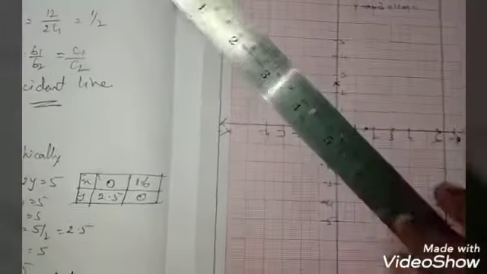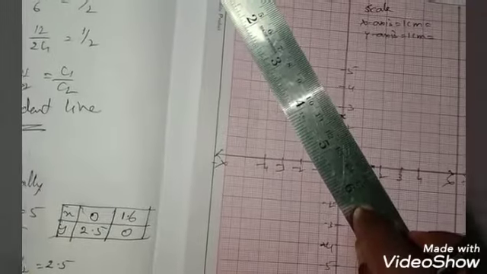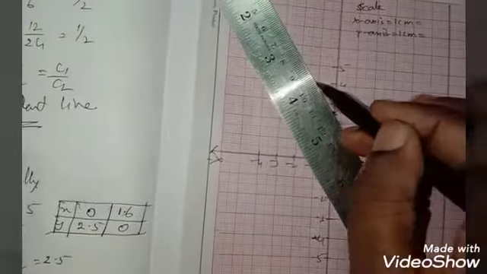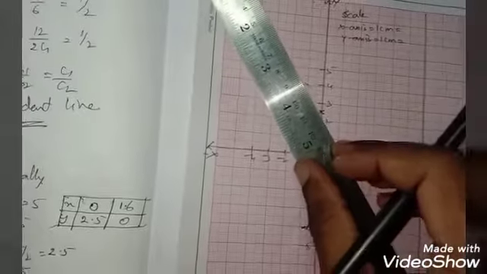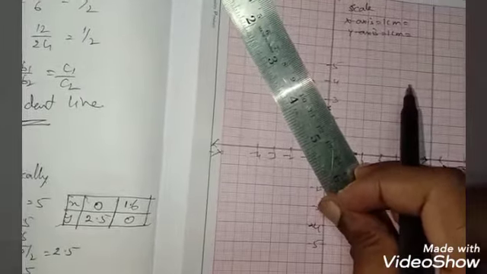So after getting these 2 points, then join these two with the help of a scale. If I join, you will get like this.